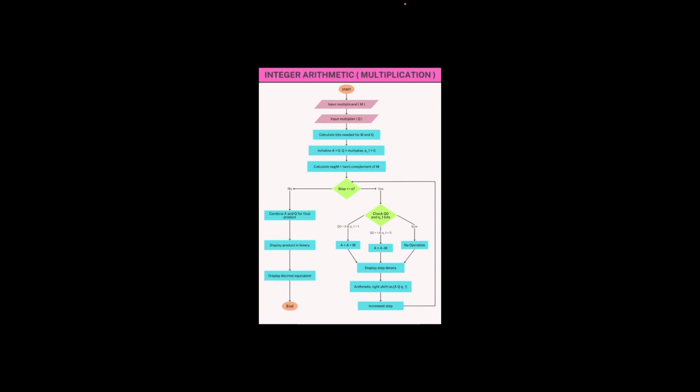It will begin by taking input from the user to enter the multiplicand and multiplier, and then the process will calculate the bits needed for M and Q. It will also initialize A equal to 0, Q equal to the multiplier, and lastly Q1 equal to 0, and then it will calculate the negated M, where we make a new variable named neg M and make it the two's complement of M. Those are the required steps.